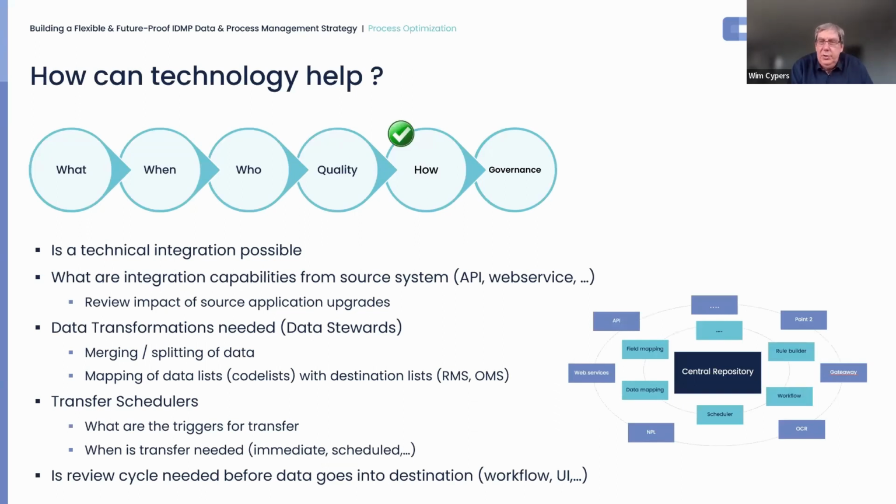You might have to merge data, you might have to split data, you might have to map data to make it work for your destination. So really, that element is also very important for internal as well as external data.